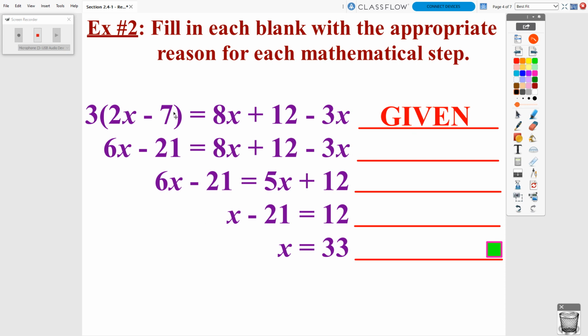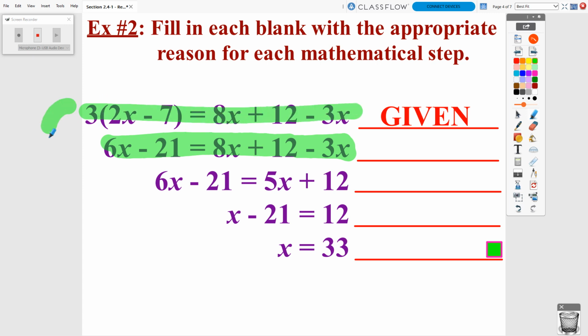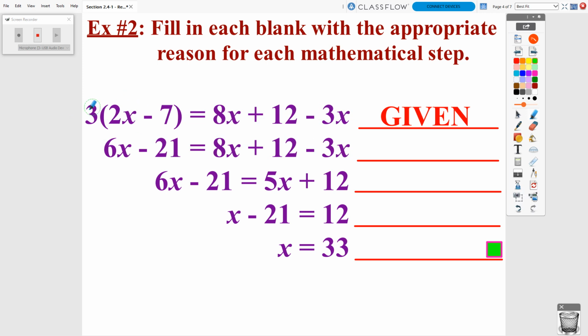Now, if you look at this second line, what happened to get from this first line to this second line? What did we do? I can tell that something changed from here to here. And that's when we used the distributive property, right? So after you go from one line to the next, you identify the property that happened. So we use the distributive property there.